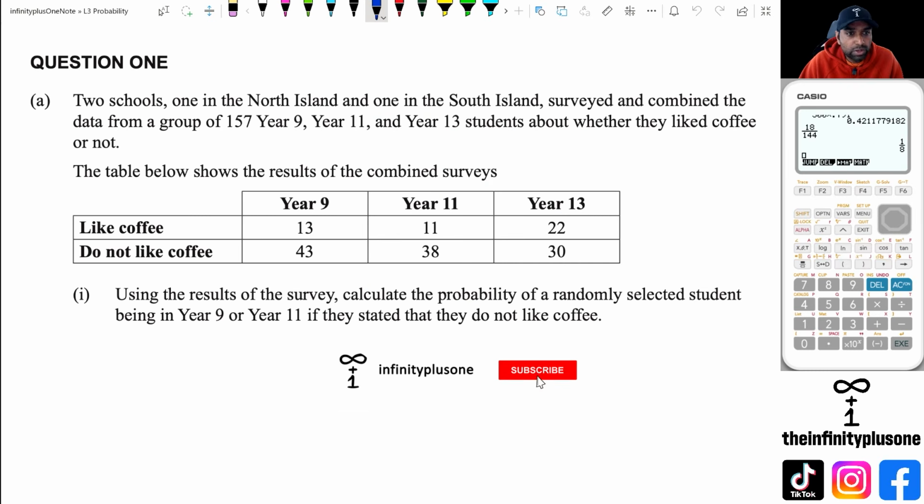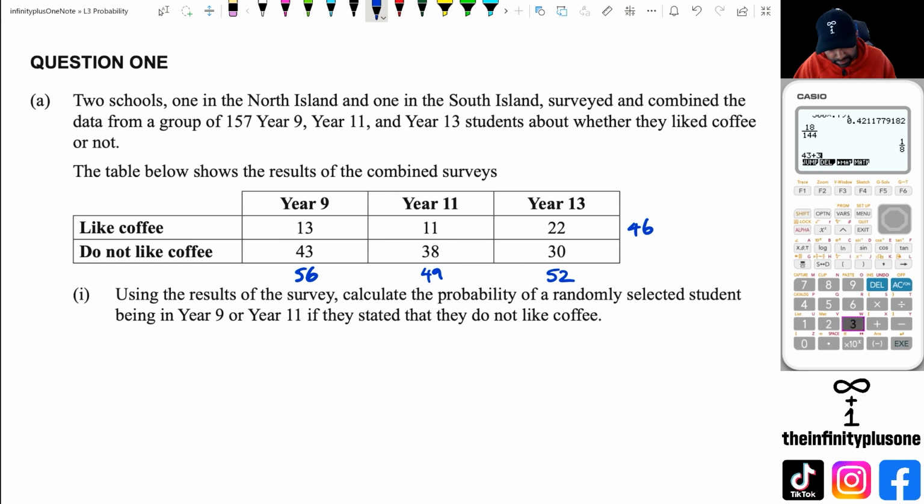Alright folks, so with question 1, what we've got looks like a two-way table. One of the things I like to do with these tables is just have the totals along the side. So for example, I've got 13 and 43, that's going to be 56, 11 and 38, which is 49, 22 and 32, which is 52. And then I make sure I do it along the bottom as well. So 13, 11, 22, that is 24, 46. And then the last one, using the calculator, 43 plus 38 plus 30, that's going to give me 111 for do not like coffee.